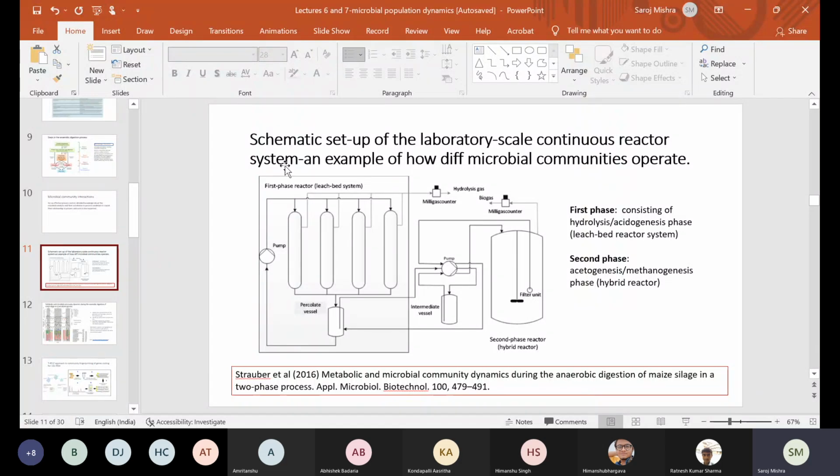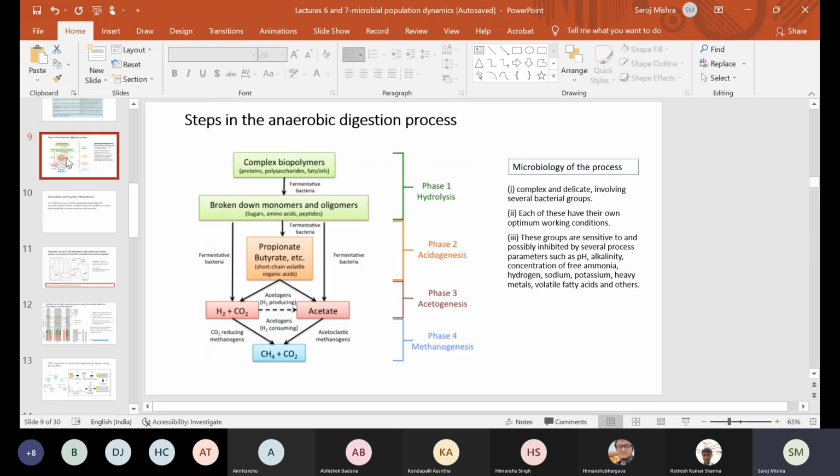So I had just given you this in slide 9, very quickly. I will remind you that the anaerobic digestion process was divided into 4 phases. The first phase was the hydrolysis of the biopolymers, etc. And phase 2, which is called acidogenesis, is the formation of volatile fatty acids, which are short chain fatty acids. And the third phase is called acetogenesis, that is production of acetic acid, which is eventually converted into methane, which can be used as a source of energy.